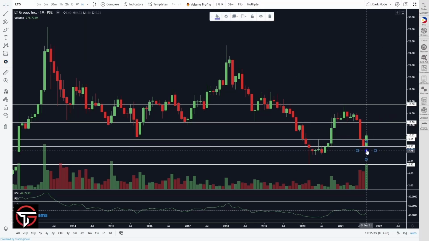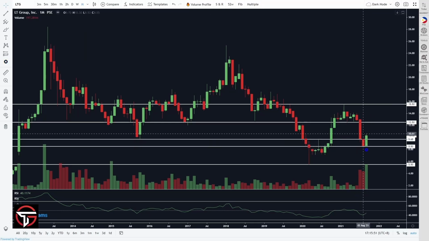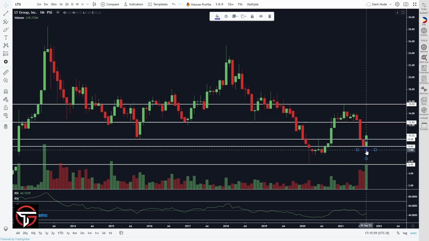So this monthly candle might form a bullish engulfing, depende kung saan siya mag-close. Right now, we're right about at the high of the previous candle. Okay, so it might form a bullish engulfing, which is not to say na ibig sabihin na itutuloy-tuloy na. It's just a positive sign na pwede nating tignan or gamitin when we're trying to look for future confluence or trying to form future trade ideas around LTG.